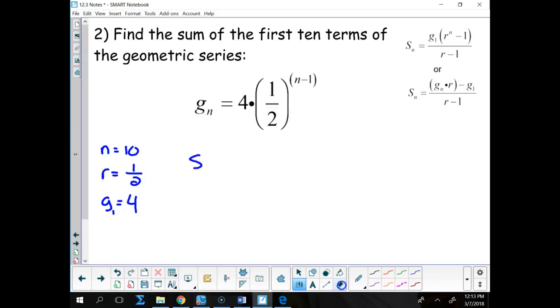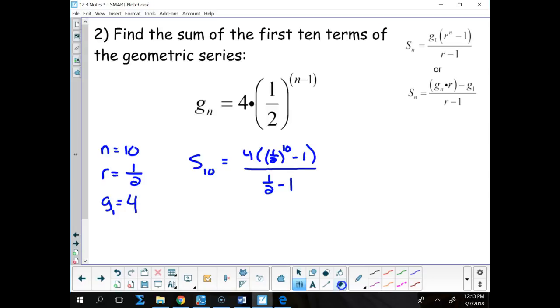So the sum of the first 10 terms is 4 times 1/2, my R, raised to the 10th power, then minus 1, all over 1/2 minus 1. Now, depending on the style of calculator you have, I would do this a couple of different ways. If you have a regular old scientific calculator, I would do 1/2 to the 10th power equals, minus 1 equals, times 4 equals, divided by negative 1/2 equals.